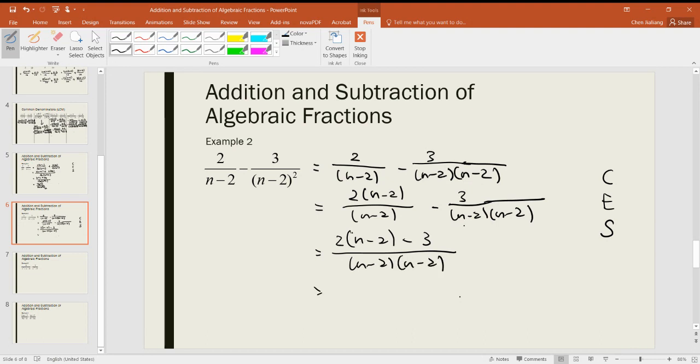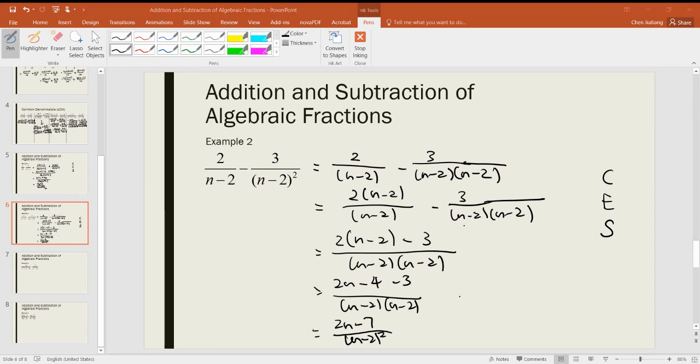Now we expand. So 2n minus 4 minus 3 over n minus 2 bracket n minus 2. And finally we will simplify. So 2n minus 4 minus 3 will give us minus 7. So the answer will be 2n minus 7 over n minus 2. And because it's a duplicate of n minus 2, you can rewrite it as n minus 2 squared. And this will be our answer.